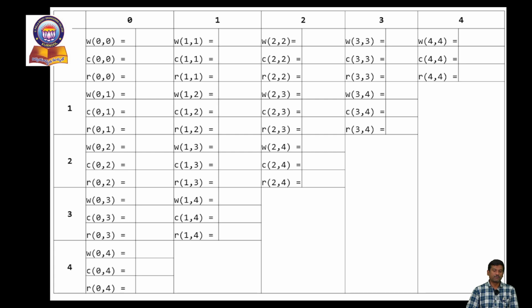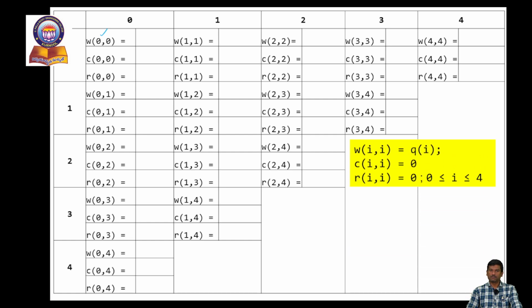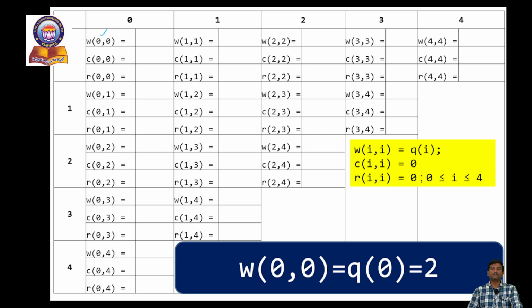That is, you'll be computing W of 0, 0, C of 0, 0, R of 0, 0. In the next iteration, you'll be finding W of 1, 1, and so on. So if you need to start from the first, how to compute W of 0, 0? In the previous slide, the assumptions are made that W of I, I is equal to Q of I, and similarly C of I, I is equal to 0, R of I, I is equal to 0, where I ranges between 0 to 4. So how to compute W of 0, 0? W of 0, 0 is given as Q of I, that is Q of 0.